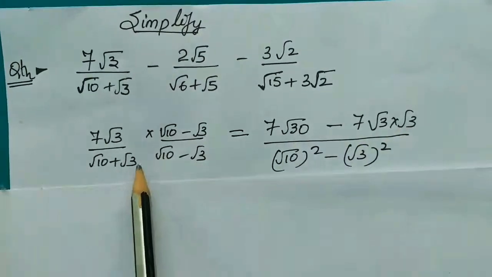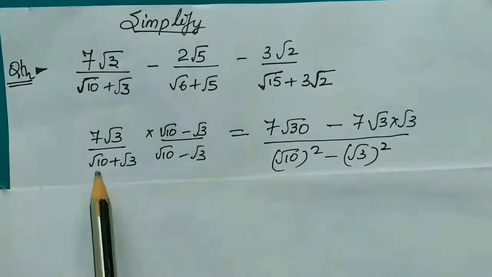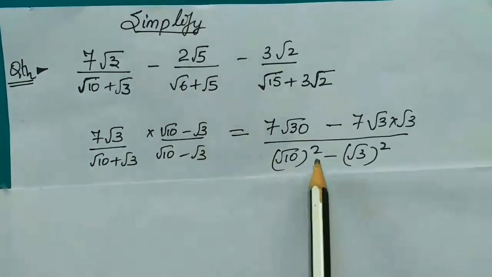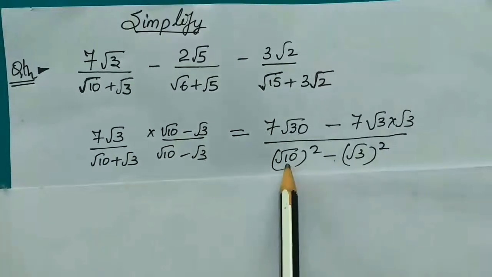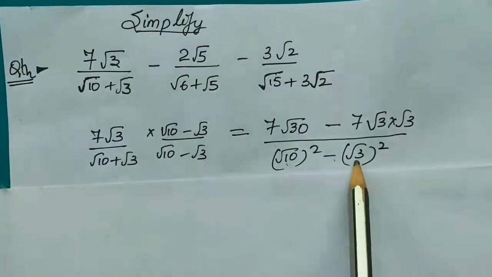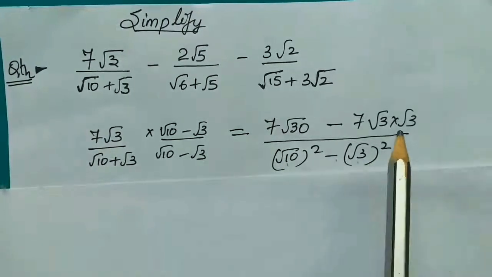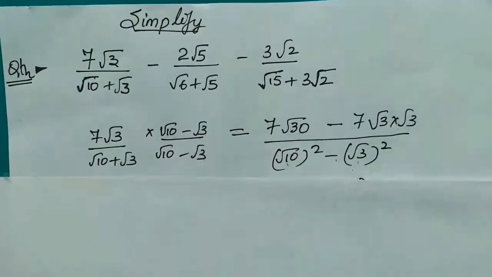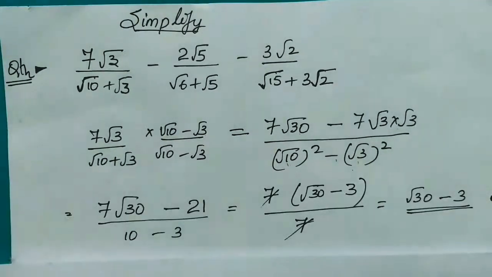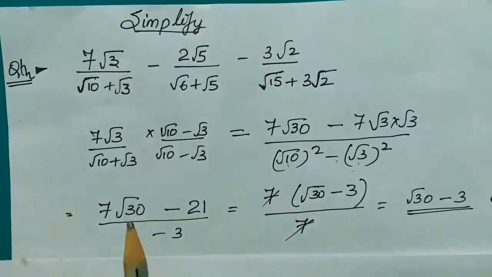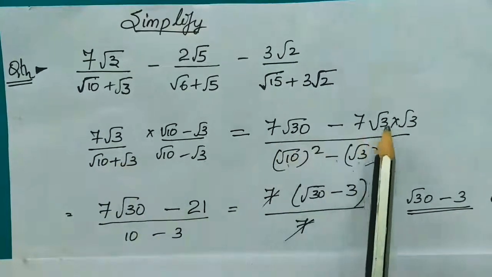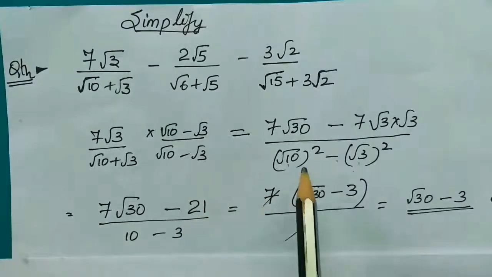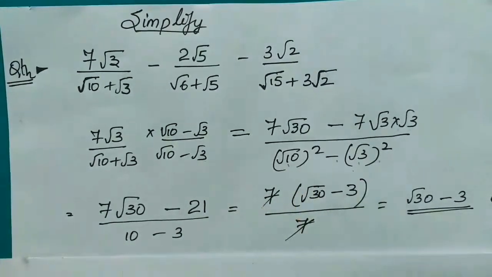So root 10 plus root 3 by root 10 minus root 3 is of the form a plus b into a minus b, which is equal to a square minus b square. Root 10 square is 10 itself, and root 3 square is root 3 into root 3, which is 3 itself. So what you get here is 7 root 30 minus 21 by 10 minus 3.